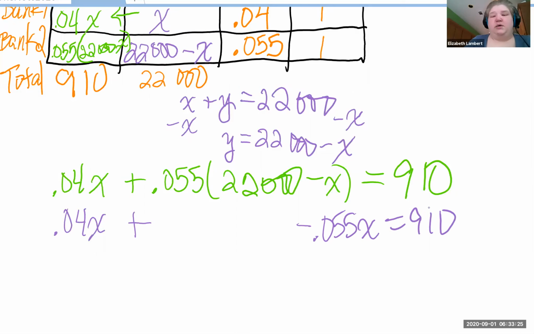I don't have a fancy calculator easy to get to, but I have one on my phone. This isn't a test, so I can use it. 0.055 times 22,000. And then we hit the equals, and we actually get a pretty number. 1,210. Yeah.